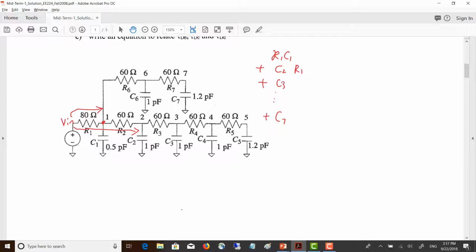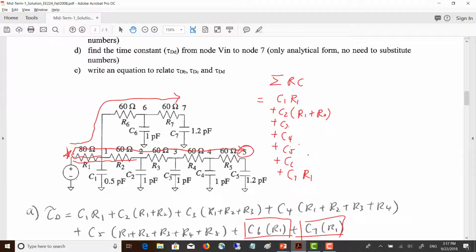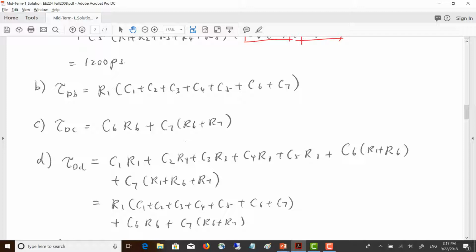How about for C3? What is the shared resistor? Again, it is only R1. So similarly, even for C7, it only shares R1 with C1. As a result, the delay from V in to node 1 is just equal to this one, because they all only share R1. This is the only shared resistance.